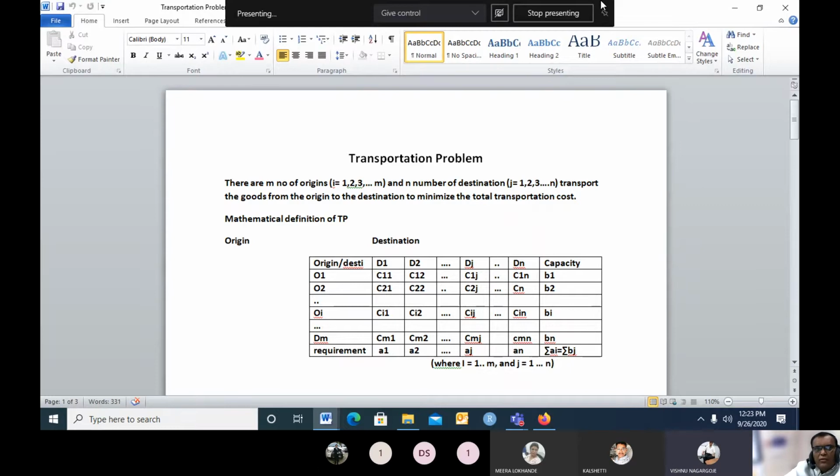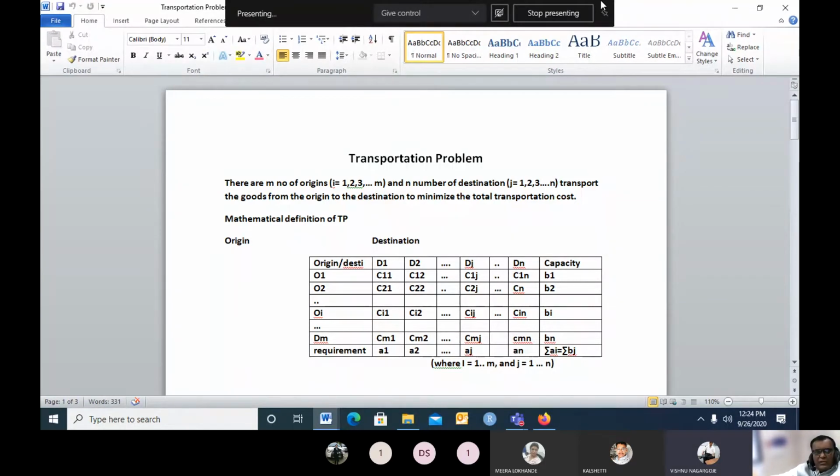So there are m number of origins and n number of destinations. Like the assignment problem, there is no need to have a square matrix. That means it need not be balanced. There may be fewer rows and more columns, or the other way around. Transport the goods from the origin to the destination to minimize the total transportation cost.